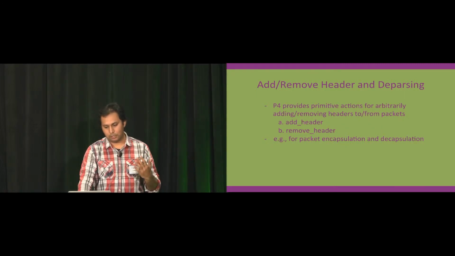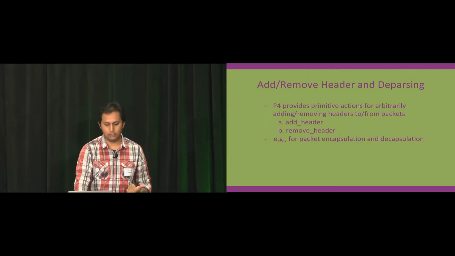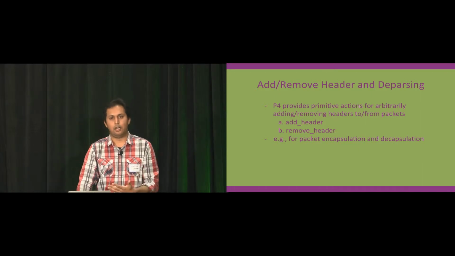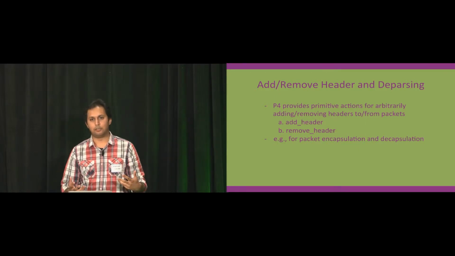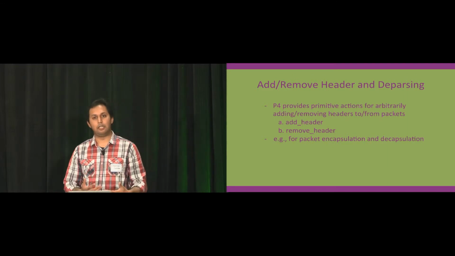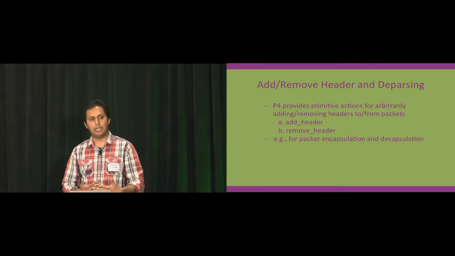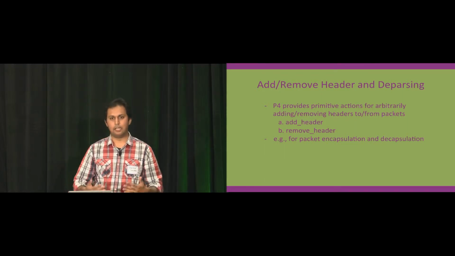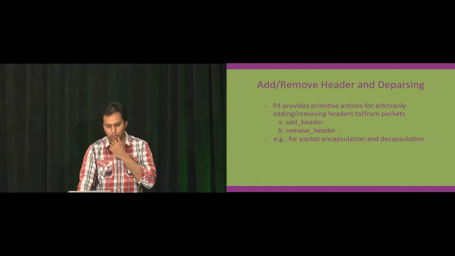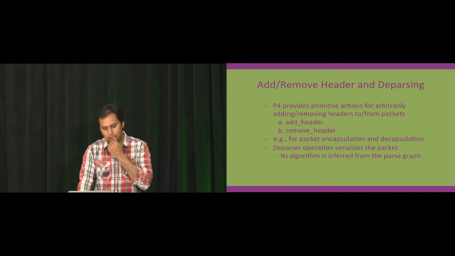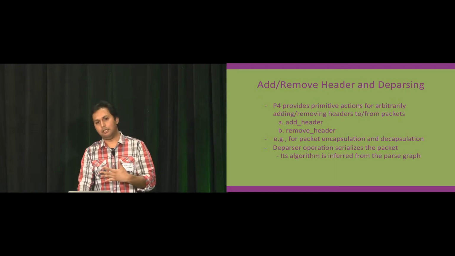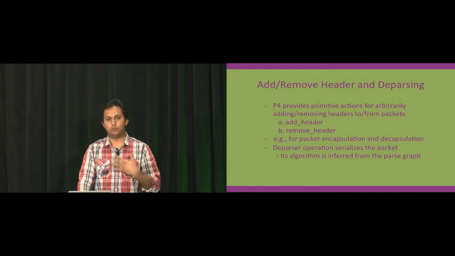So P4 provides you some primitive actions for adding and removing headers. These are add header and remove header. Again, these are necessary for doing applications like encapsulation and decapsulation. Again, we are talking about programmable encapsulation and decapsulation. So using these actions, you should be able to build any kind of protocol like VXLAN, VLAN, or any other type of tunneling protocol. And then there is a final thing, which is the deparser, that sits usually at the end of the pipeline, and then serializes the packet into the final bit stream, which then goes out of the switch.